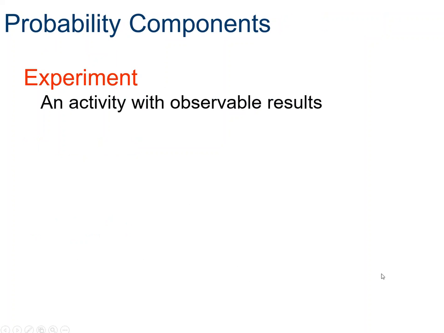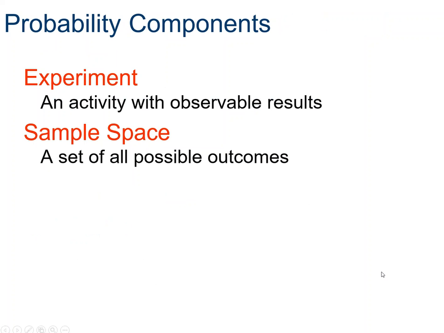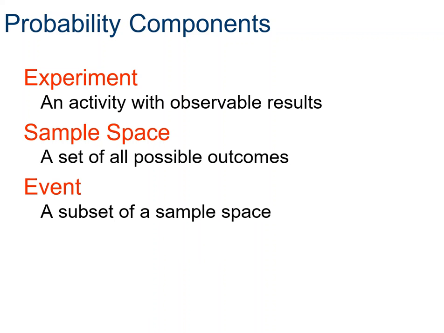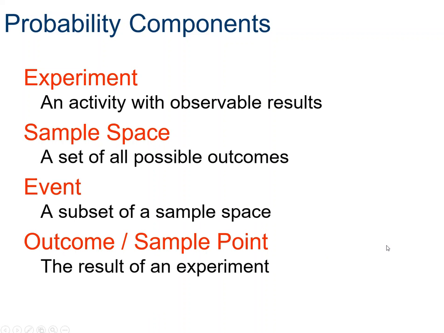So an experiment is just an activity with an observable result. You've all done experiments. And then a sample space is a set of all possible outcomes. And then an event is a subset of that sample space. For example, flipping a coin, if I want to know the outcome of 10 possible outcomes, each time I flipped it would be an event. And then we have our outcome or our sample point, which is the result of an experiment.